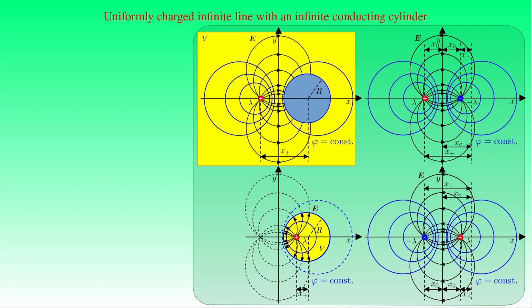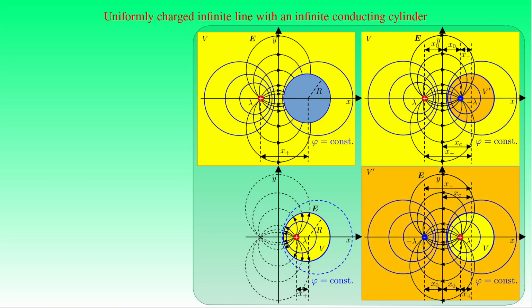Now we extend the volume of interest by supplementing the volume V with its complementary domain V' so that the union of the volumes V and V' will cover the whole space. In the first case, the complementary volume V' is the domain inside the cylinder, where we place the image line charge of charge density minus lambda. In the second case the complementary volume V' is the whole space outside the cylinder where the image line charge minus lambda is located.